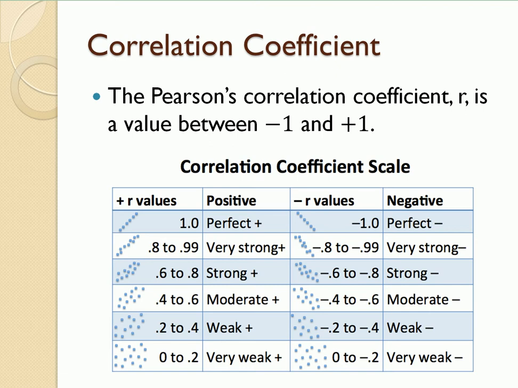The Pearson's correlation coefficient R is a value between -1 and +1. So R is between -1 and +1. And then we have the less than or equal to sign, which indicates that -1 and +1 are also inclusive of the value that R can take on.